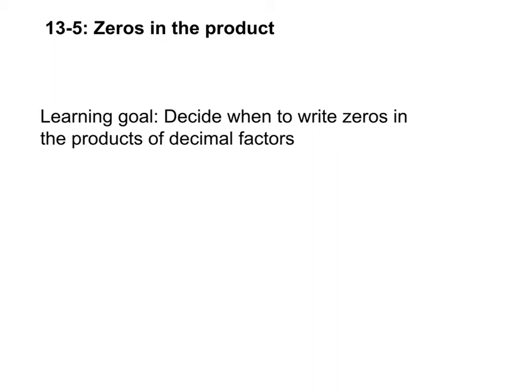So sometimes in our product we need to have zeros. Okay, so it's all about zeros in the answers to our multiplication problems. Today our learning goal is to be able to decide when to write zeros in our answers, in the products of decimal factors. What does decimal factors mean, Andre? Decimal factors are basically factors that are decimals. Good. So basically today, in regular words, we are going to multiply two decimals together, and sometimes in the answer we need to figure out when we need to put zeros.